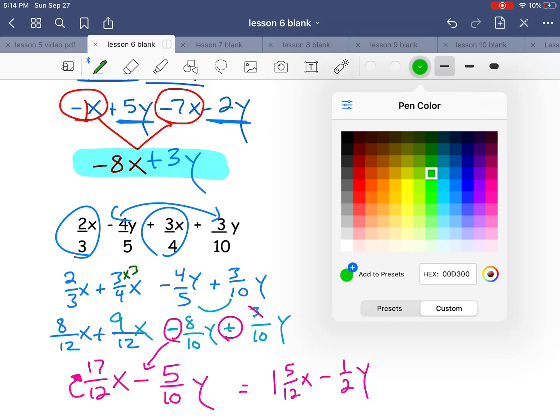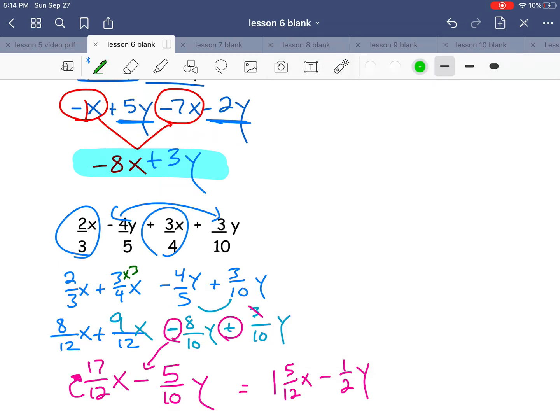If I do the same question using decimals, change everything to decimals. So 2 divided by 3, and always round properly, decimal 67x minus 0.8y, positive 0.75x, and 0.3y. The math is no different. It's just messy, right? My decimals, my x's, my y's, it's all the same. So if you do have little tricks for yourself, use it. I'm going to use my highlighter here. So I'm saying positive 67, like 67 cents, plus 75 cents.